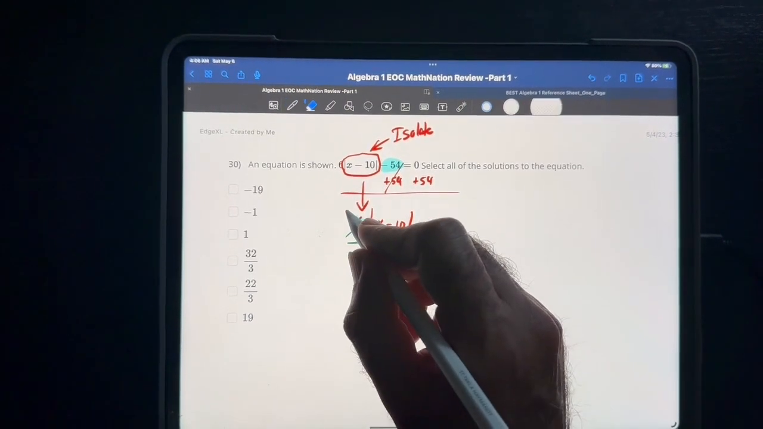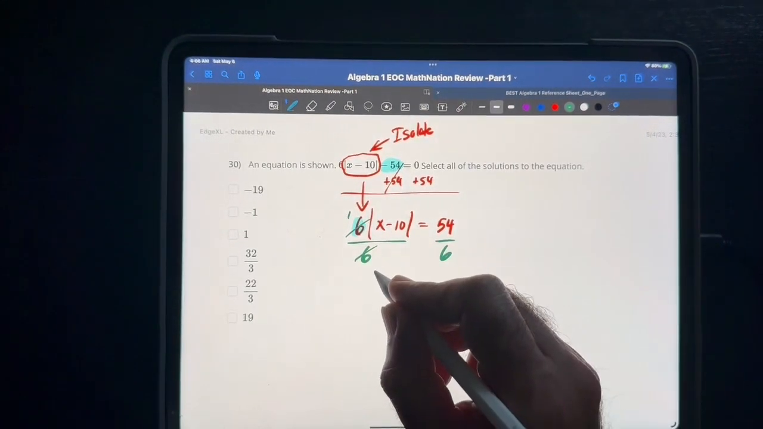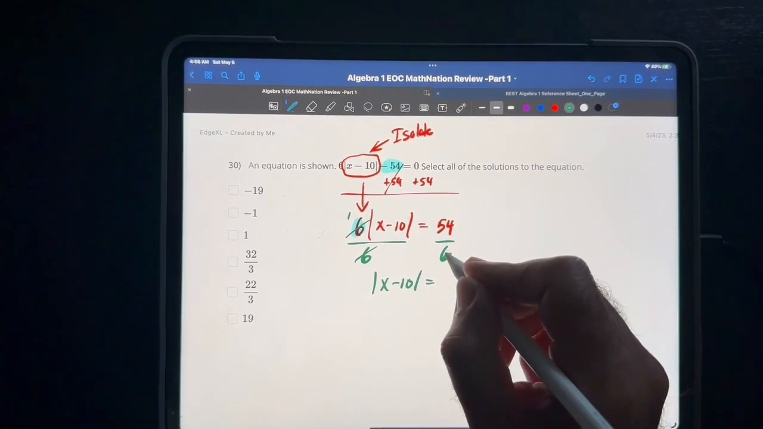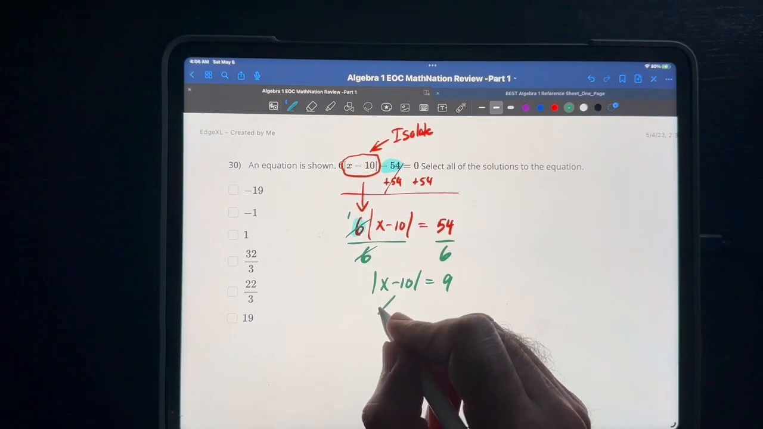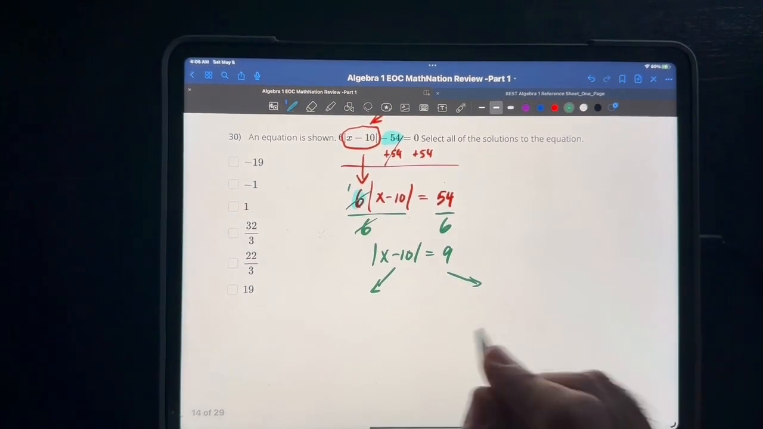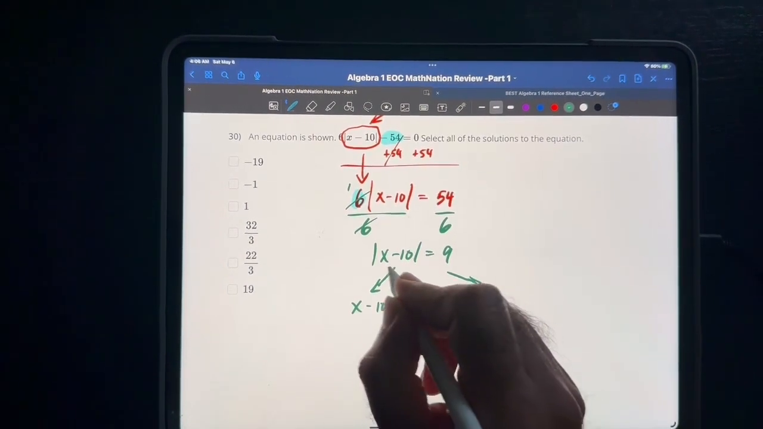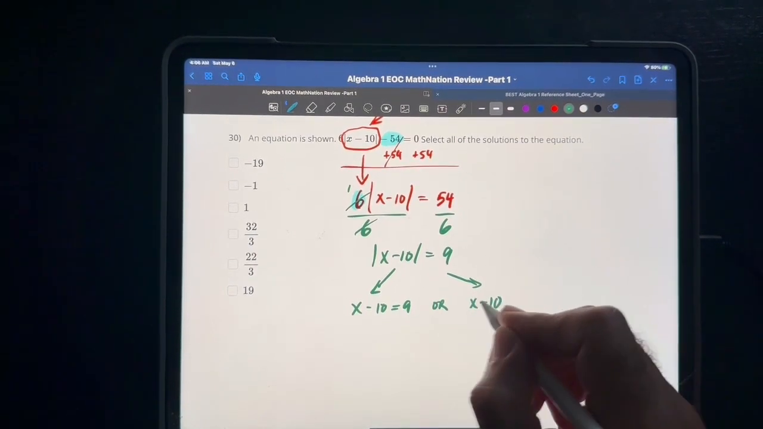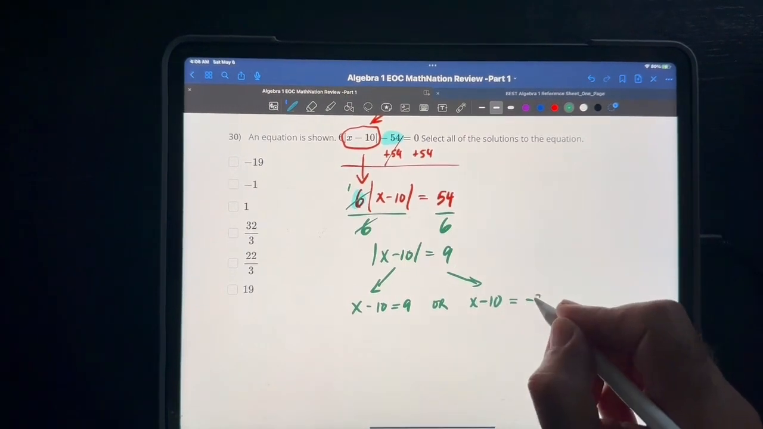This cancels out, gives you 1, right? And 1 times this is just the same thing, x minus 10. And then what's 54 divided by 6? 9. Now, once you get this by itself, then you split it up into 2 separate equations. And you get 2 answers, right? So one's going to be x minus 10 equals 9, the same exact thing here. Or the other one's going to be x minus 10, same thing, equals opposite of that, negative 9.